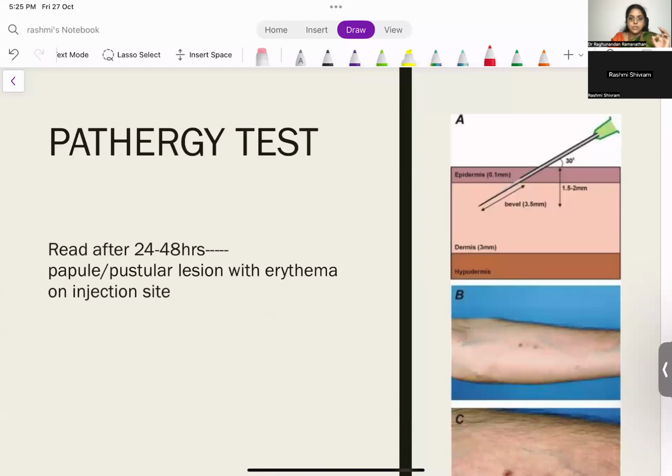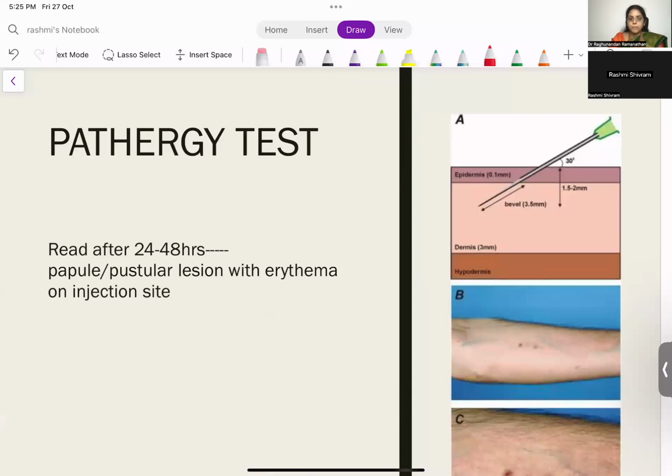So in this, the pathergy test is very, very important. What happens? This is a skin infiltration test, right? This is to prove that the patient is having Behçet's disease. What happens? They will inject something over the saline into the intradermal space, right? And the lesion is read after 24 to 48 hours, like we see in the Mantoux test.